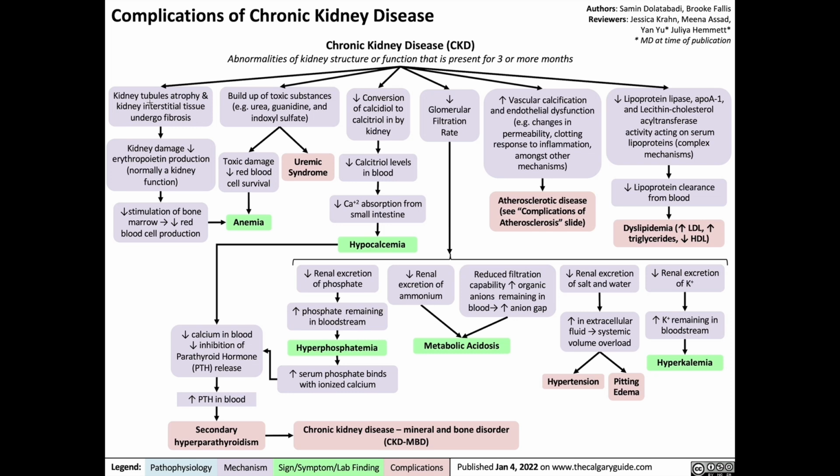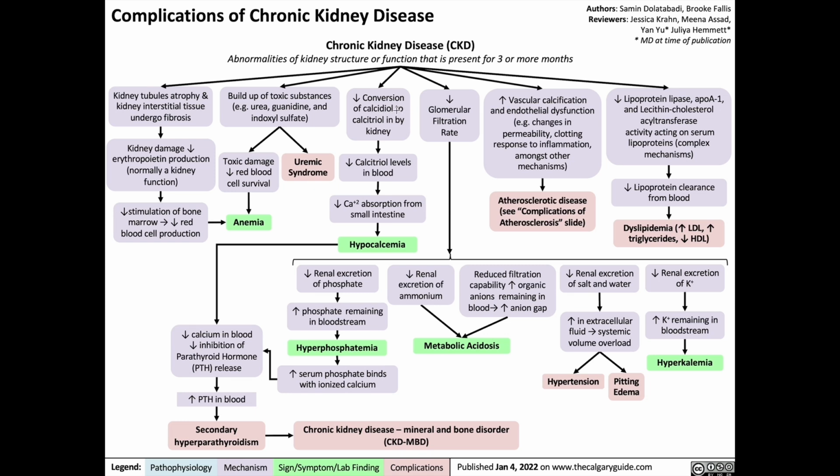First of all, the kidney tubules can atrophy and kidney interstitial tissue can undergo fibrosis. Kidney damage decreases erythropoietin production, which is normally a function of the kidney. This reduces the stimulation of bone marrow, reducing red blood cell production, leading to anemia. Secondly, the buildup of toxic substances, such as urea, guanidine, and indoxyl sulfate, represent toxic damage, reducing red blood cell survival, leading to anemia. The buildup of toxic substances can also lead to uremic syndrome.